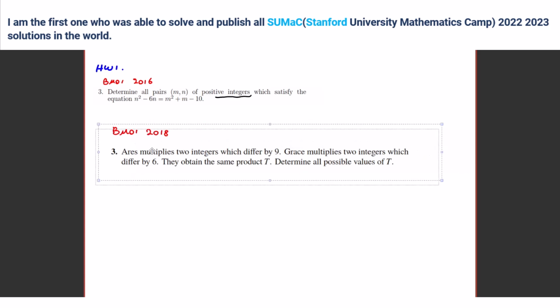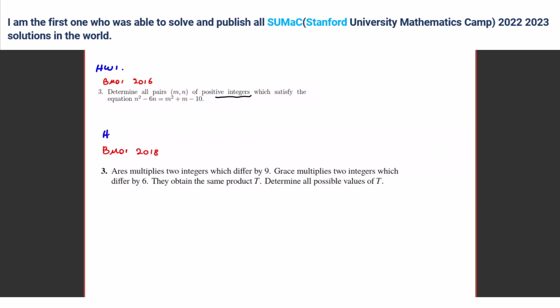Yeah. Okay. We have similar problems in AMC and BMO. Let me tell you some of them to try as homework. I told you this one, this one, this one. This problem is from BMO 1 2016. Try this one as homework 1, okay? And we have another problem in BMO 1 2018, homework 2.